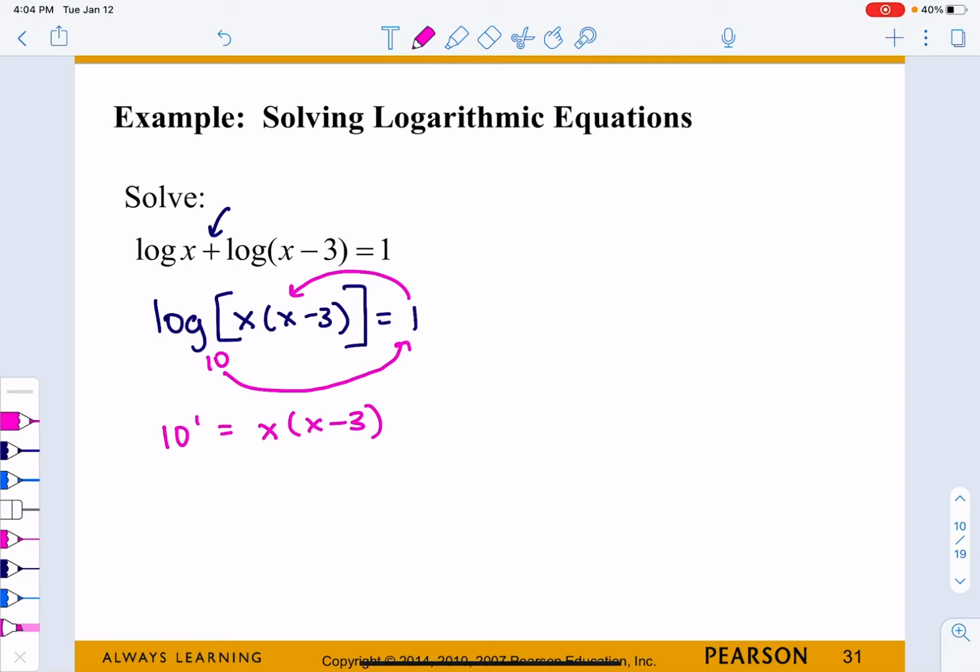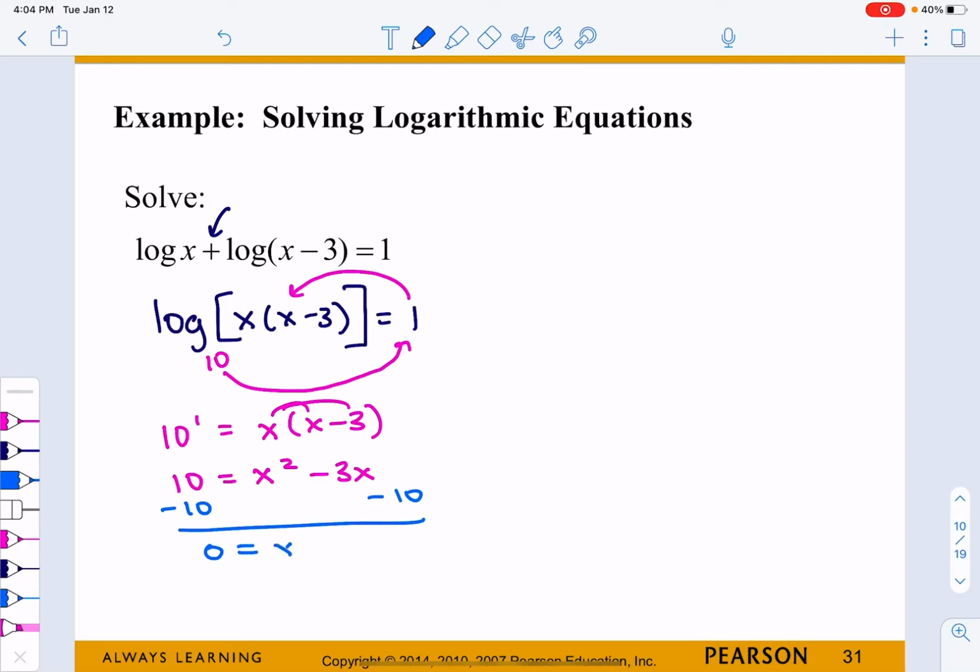Well, we have to do a little bit of algebra. We need to distribute out that x. So that means we have 10 is equal to x squared minus 3x. We want to get everything to one side of the equal sign so we can simplify this. 0 is equal to x squared minus 3x minus 10. And now I'm going to look to see, can I factor it? If I can factor it, that makes life a lot easier. If I can't factor it, I might need to use the quadratic formula or complete the square. But in this case, this is actually factorable.